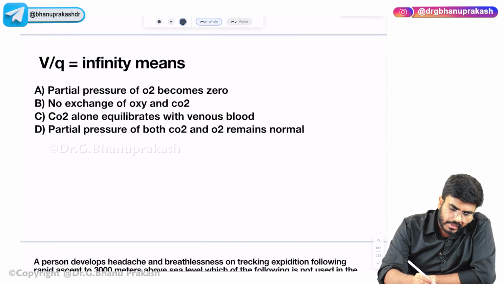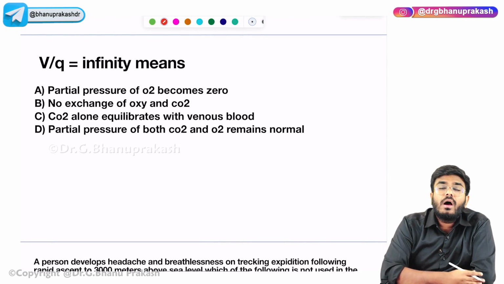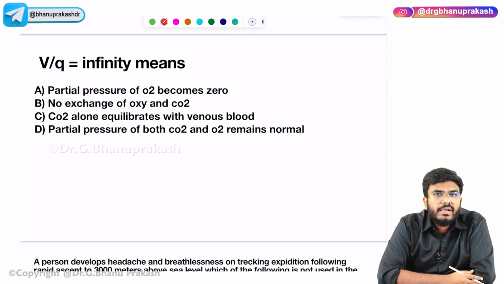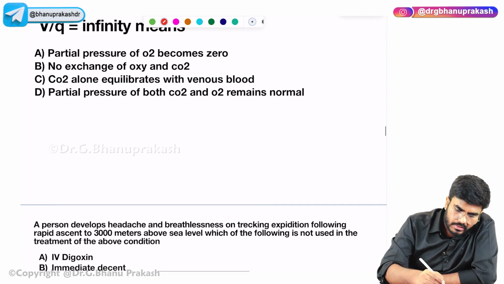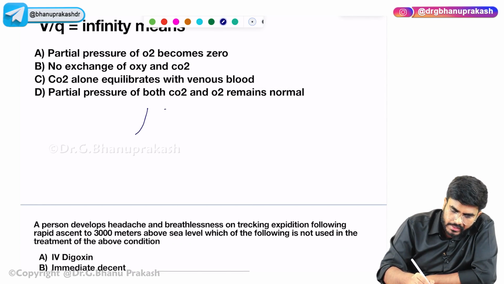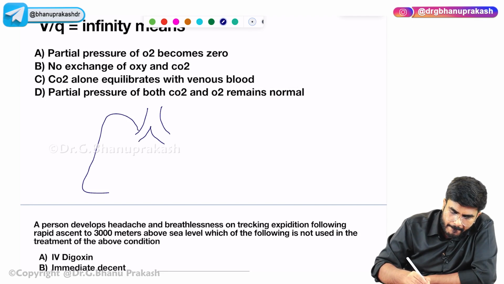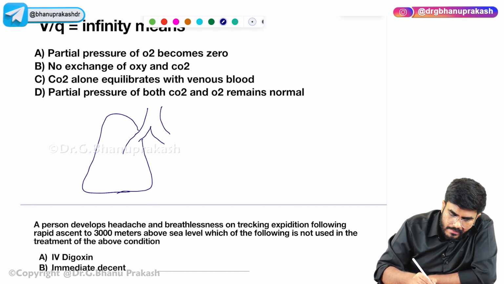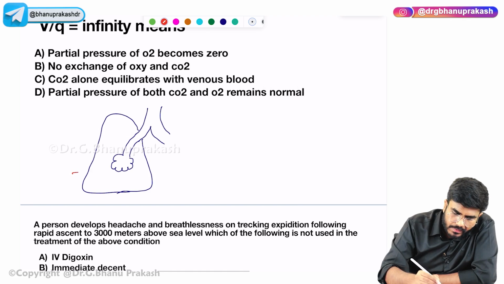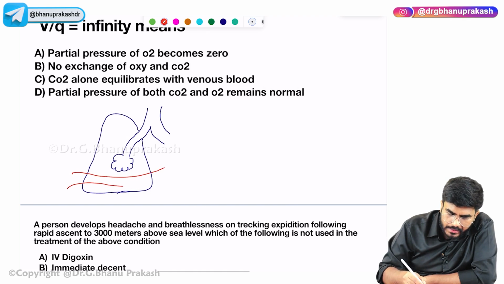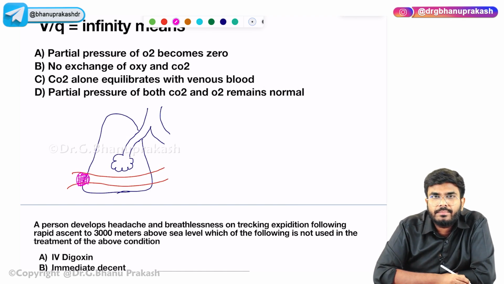V by Q infinity means, you tell me. Already I have discussed V by Q is infinity in which conditions? Pulmonary embolism. Okay, for example, let me draw it for you so that you will have a better understanding. Here is the lung, here is the alveoli, here is the pulmonary capillary. Now you tell me what exactly is happening. You are having an embolus here, pulmonary embolism.